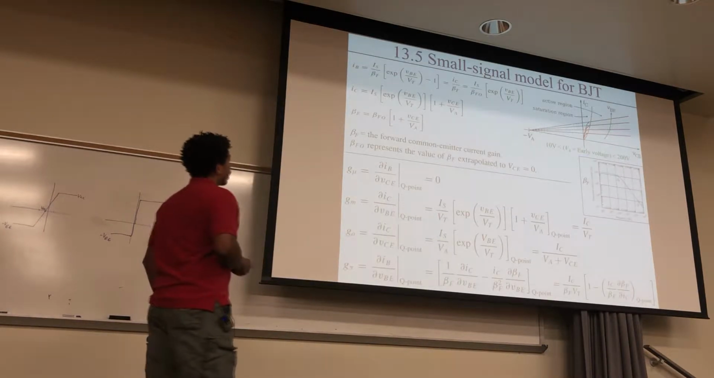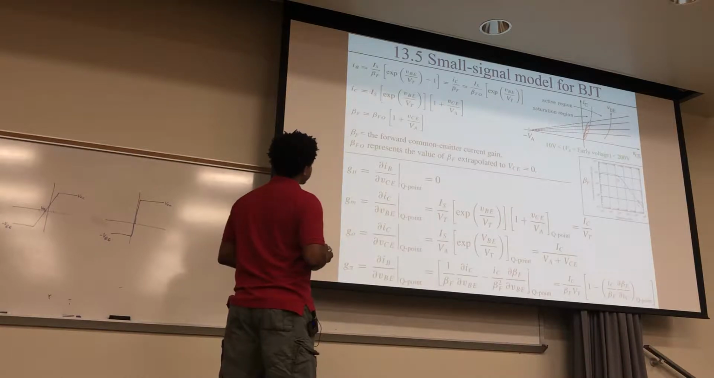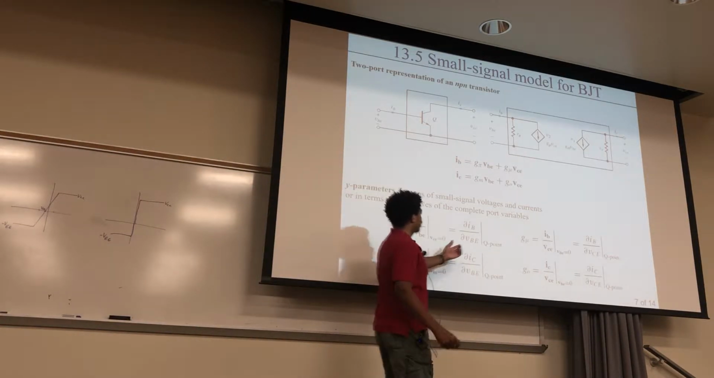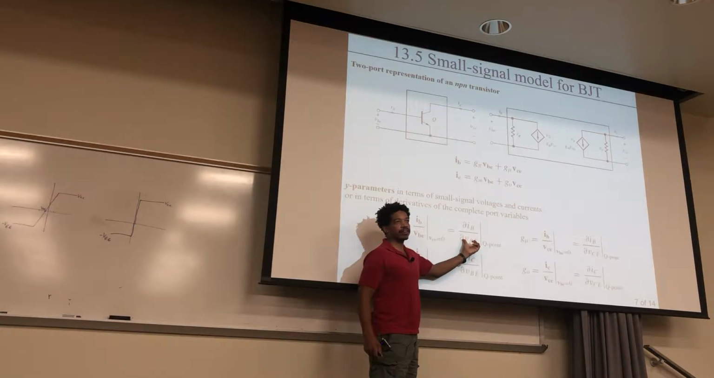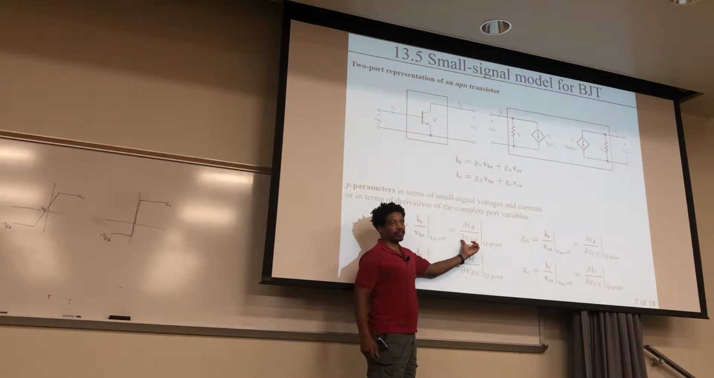Okay, so do you guys understand this partial differential right here? Basically, when you do partials, you're varying one parameter, and the other ones you're holding constant, so they don't show up because they're constant.